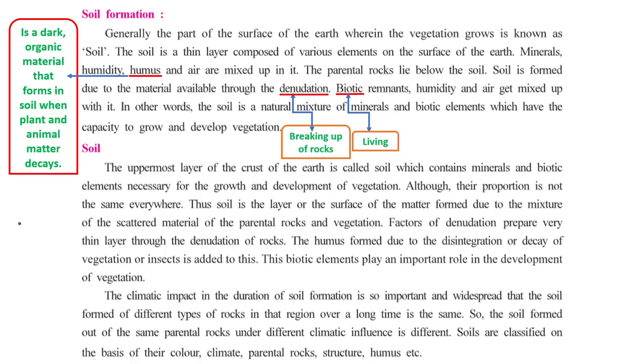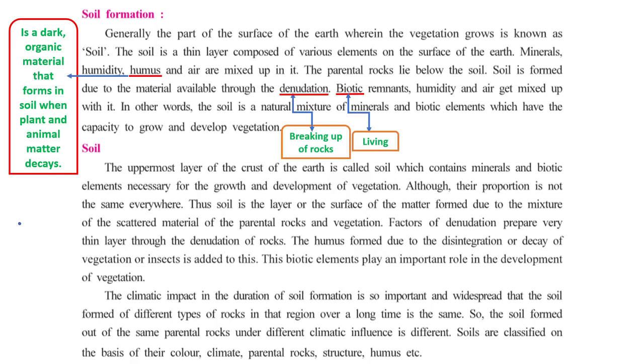The parental rock lies below the soil. It means on the top surface we have the soil, and below that we have the rock, the big stones. Soil is formed due to the material available through denudation. Denudation is the breaking up of rocks. There are several reasons why rocks break up and ultimately soil is formed. Biotic remnants, biotic meaning living beings, humidity and air get mixed up with that top layer.